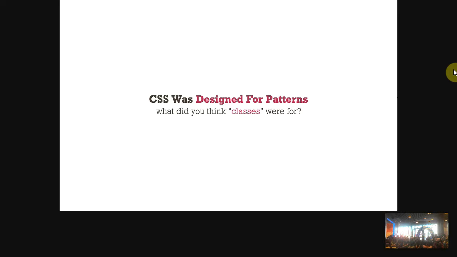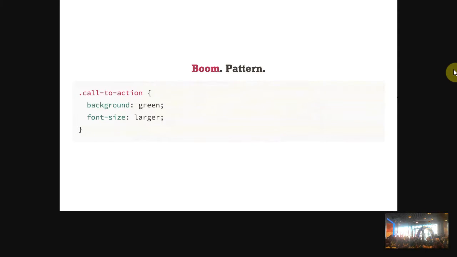So a lot of people think that CSS is difficult for pattern making, but I think CSS is actually built for it from the ground up. And that doesn't mean it's always easy. CSS is a dumb language in some very literal ways. It is not smart. It has no logic. So that's where Sass comes in. But classes already exist. We already have patterns. Boom. Call to action, background green, larger font. That's a pattern.